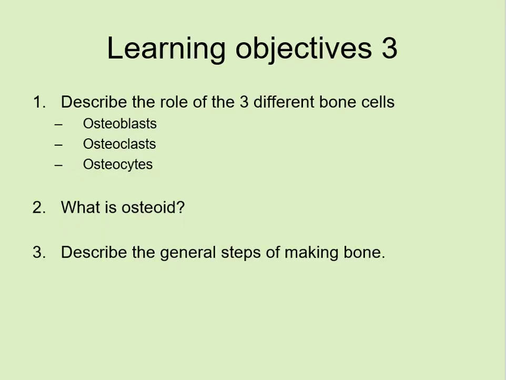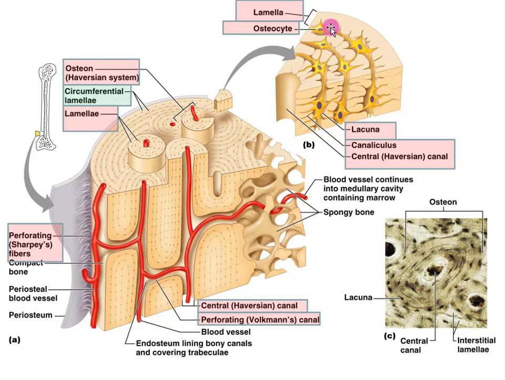This is the third lecture in the series on bone tissue. Our learning objectives, number one, are to describe the role of the three different bone cells, and these are osteoblast, osteoclast, and osteocytes. Osteocytes you guys have heard of already. We looked at those in a previous video when we looked at these guys here.